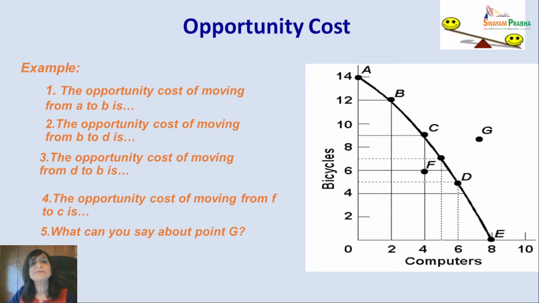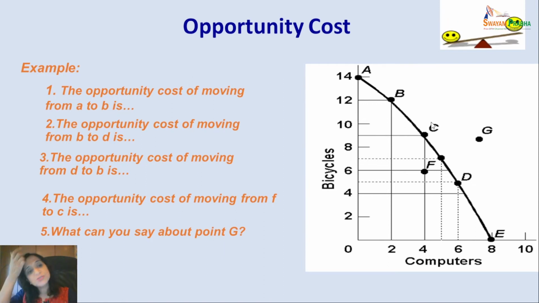So your PPC, at a macro level, also talks about the opportunity cost when we are moving from one point on the curve to another point on the curve. So I've given you these 5 situations where I ask you to find the opportunity cost if you move from point A to B, from B to D, from D to B, or from F to C, that is from an inefficient point to an efficient point, or what about the point G?